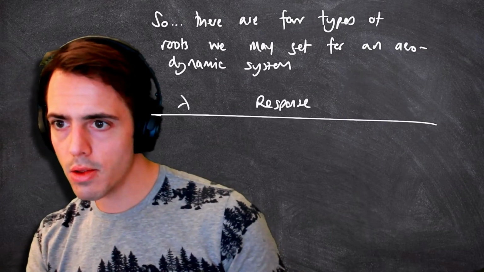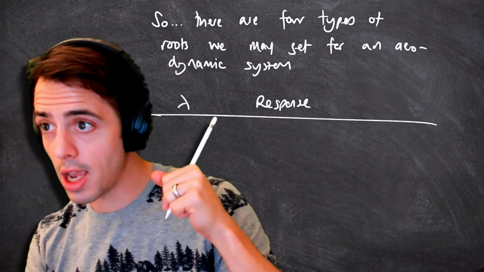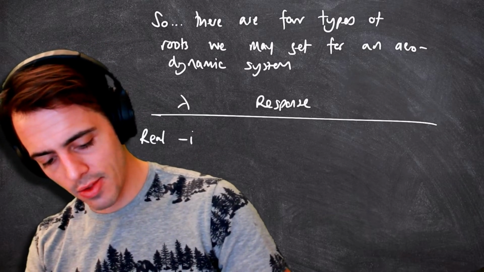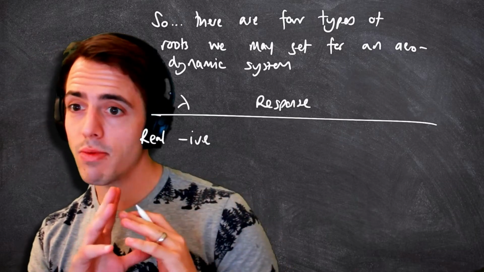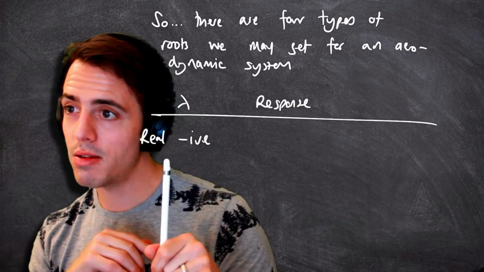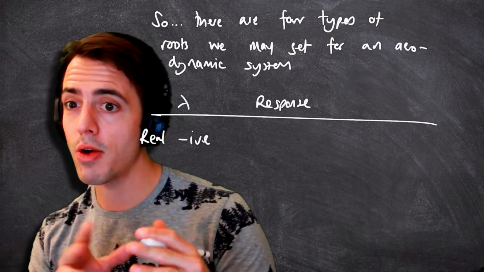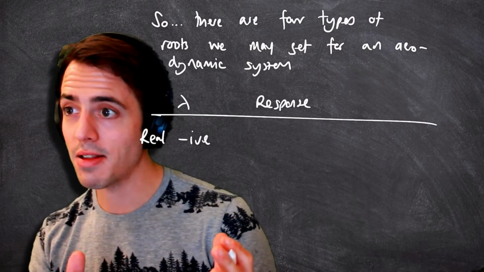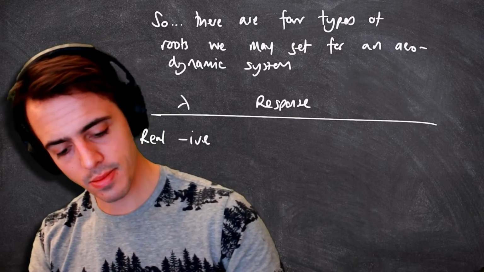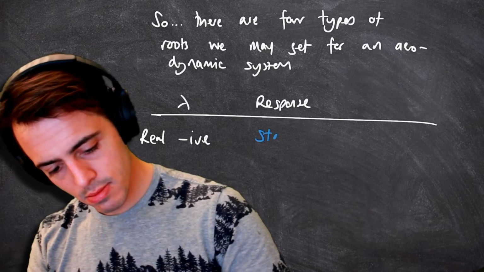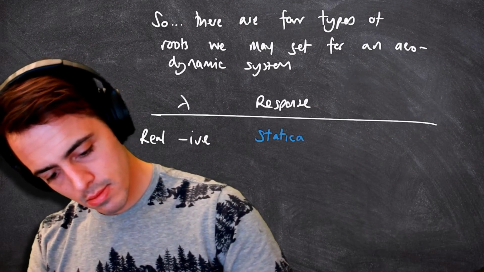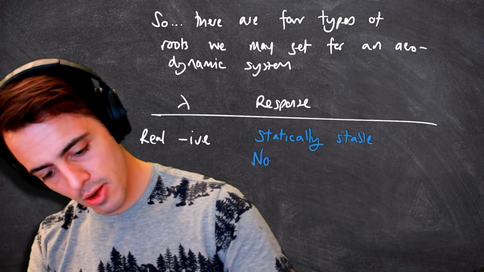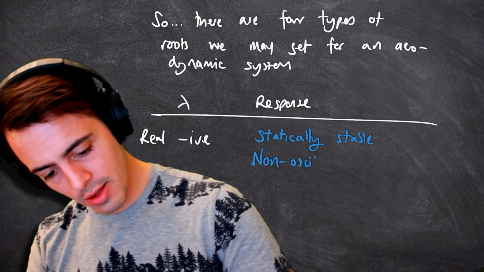So types of roots we can get: a real and negative root. Now this is exactly the same as the mass spring damper system. If we've got a real negative root, it means we have a type of motion that has exponential decay or convergence to a final value. It gives a static stability with no dynamic phenomena. So it says statically stable, non-oscillatory.